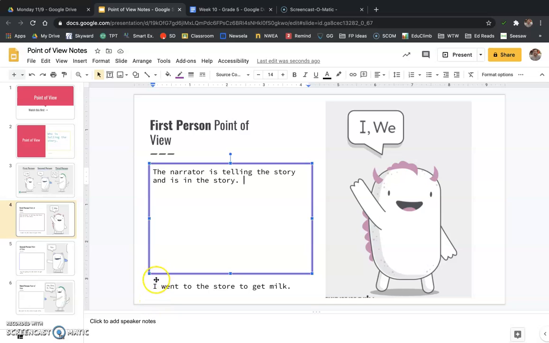Here's a little example down here. I went to the store to get milk. That's in first person. I am the narrator. I am in the story. That's first person, pretty easy.